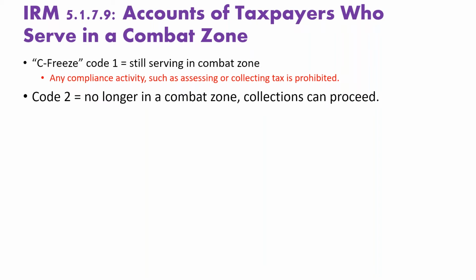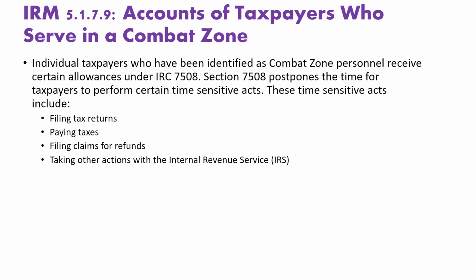If this changes to a code 2 for a variety of circumstances that we'll get into, this indicates that the taxpayer is no longer in a combat zone and collection action can proceed. Individual taxpayers who have been identified as combat zone personnel receive certain perks under Internal Revenue Code section 7508 that basically postpones a lot of the normal deadlines that they would ordinarily be subject to.